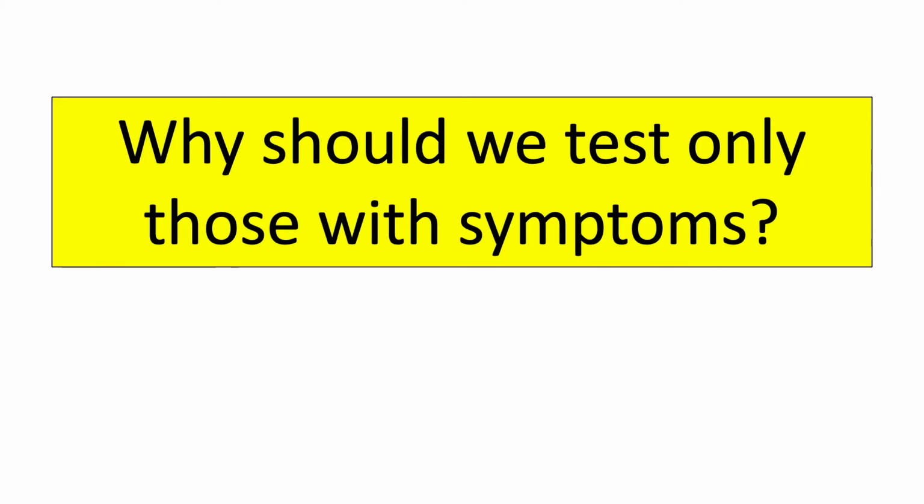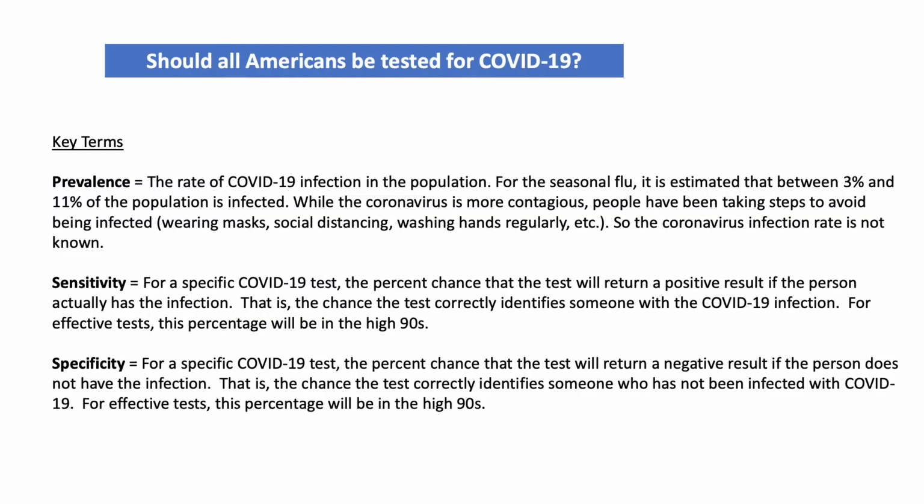Okay, so you may have heard that they only think that you should go get a test if you have symptoms. Where did this recommendation come from? Where's the mathematics behind it? In order to understand this, there are three terms that I have to define here. The first is the prevalence. This is the rate of infection in the population.